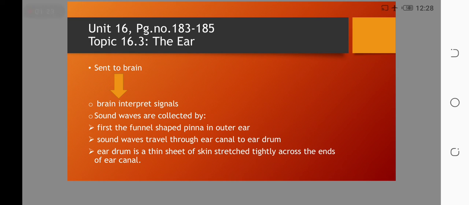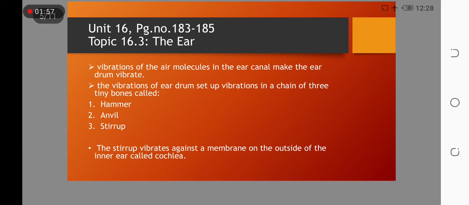Sound waves are first collected by the outer part, also known as the outer ear, the funnel shaped pinna, which directs the sound waves through the ear canal to the eardrum. The eardrum is a thin sheet of skin that is stretched tightly across the end of the ear canal. The vibrations of the air molecules in the ear canal make the eardrum vibrate.